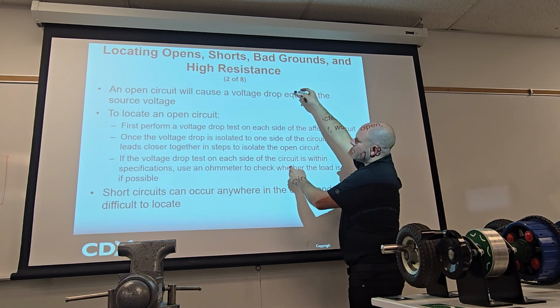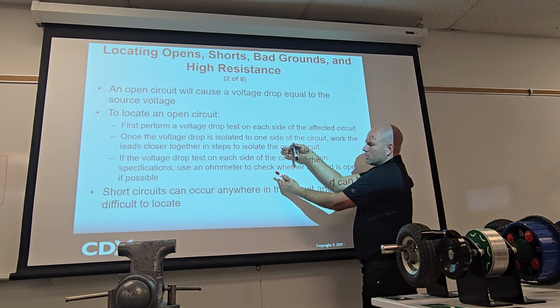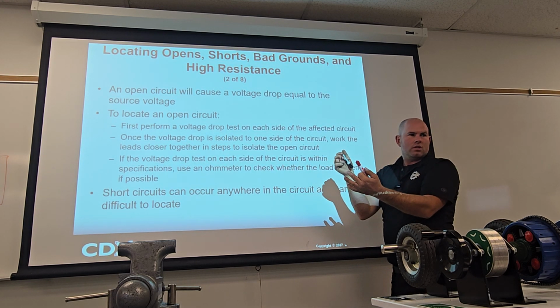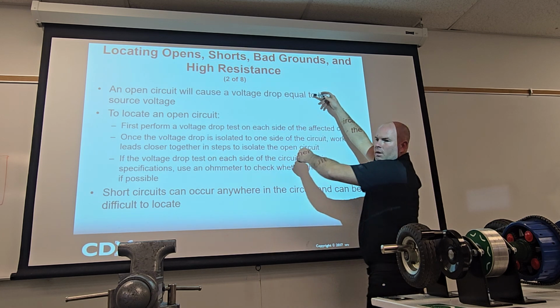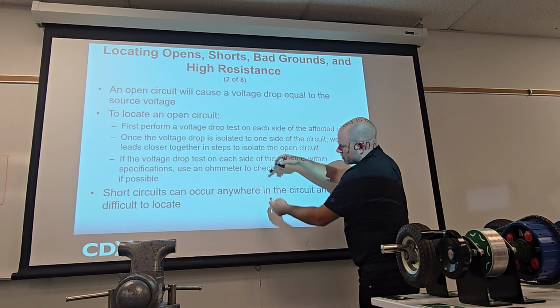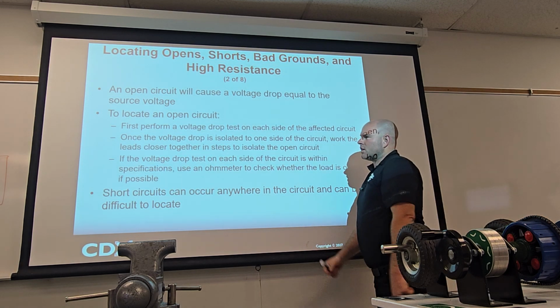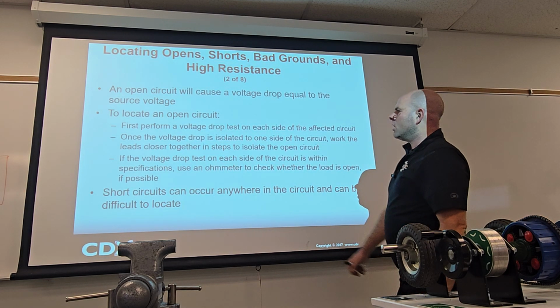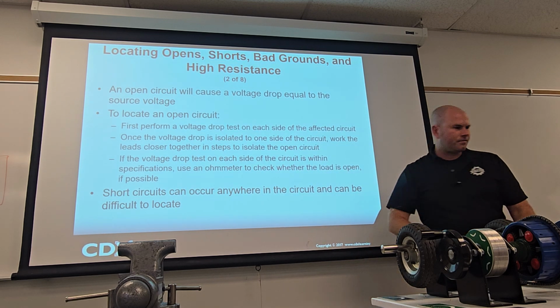Let me voltage drop the positive feed. That shouldn't drop any voltage. You know why? Because the load should drop pretty much all the voltage. So the ground should drop very little to none, and the feed should drop very little to none, and the load should drop pretty much everything, right? But if it doesn't, then you'd be like, wait a minute. Once the voltage drop is isolated to one side, what do you think that means?